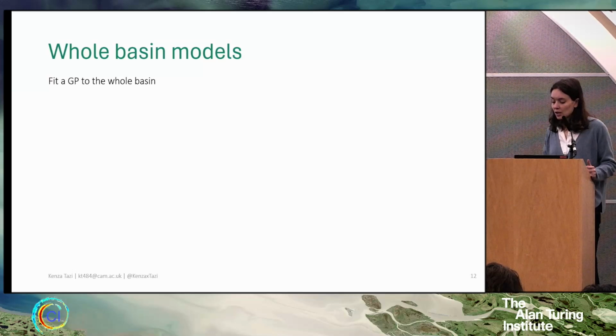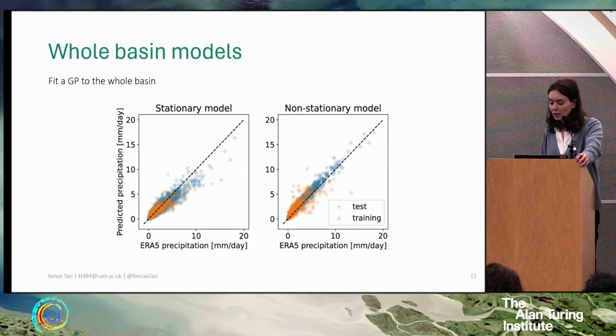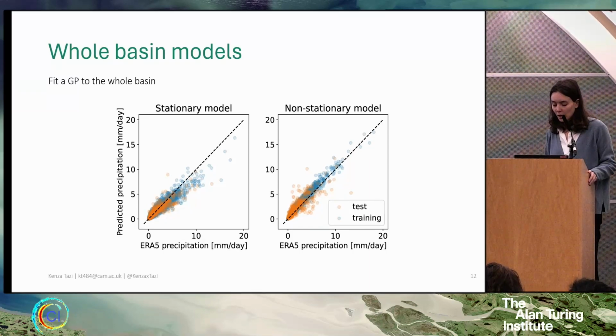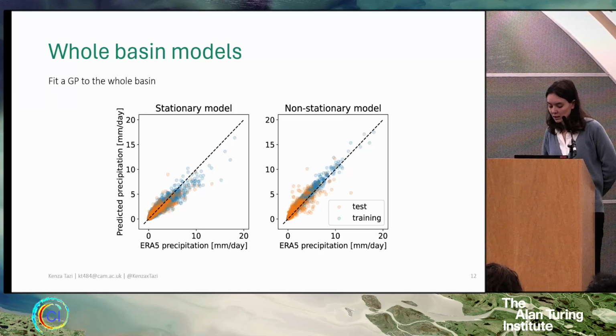So finally, we can apply the GP to the whole basin this time using a stationary and non-stationary covariance function. In this case, we observe the non-stationary model does a better job at fitting the data during training time. However, it does not generalize well to extrapolating, as shown by the orange points, which are further away from the dashed line. This is surprising, as previous literature has shown that non-stationary covariance functions tend to perform better than stationary ones. However, these cases have mostly been for interpolation tasks or settings.